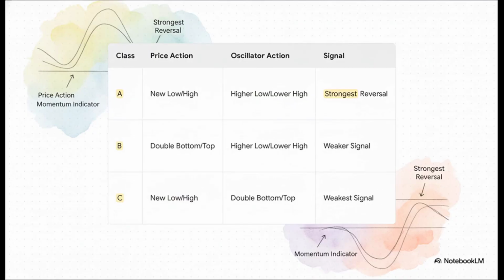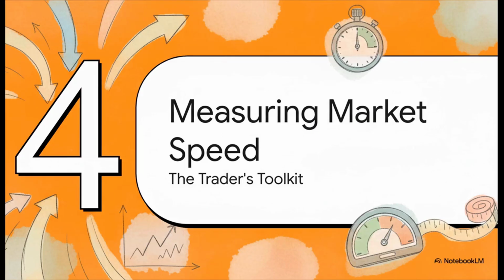So what makes a Class A signal so special? Look at the table. It's when the disagreement is the most dramatic. For a bullish signal, the price is making a brand new low, but momentum is already climbing with a higher low. That huge contrast is what signals a powerful potential reversal. As you go down to B and C, the disagreement gets less intense, which is why the signals are considered weaker.